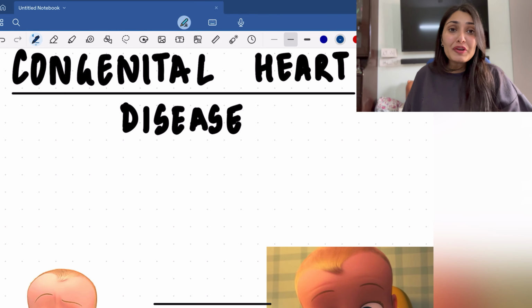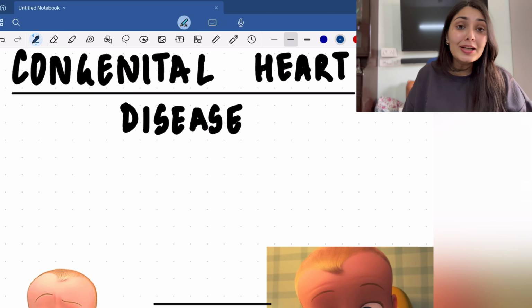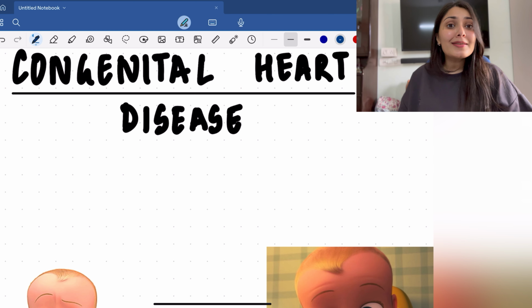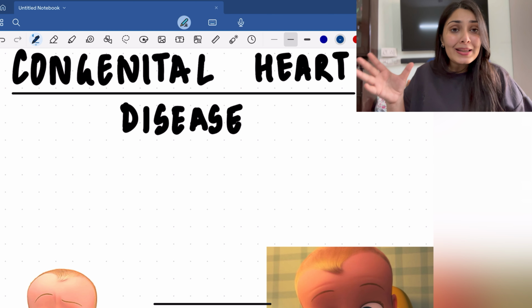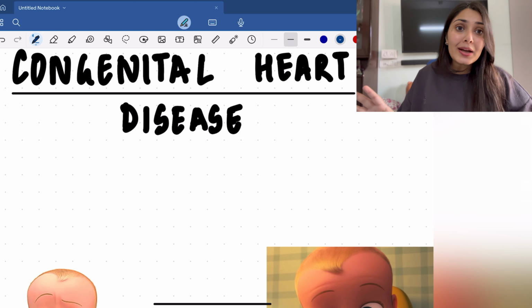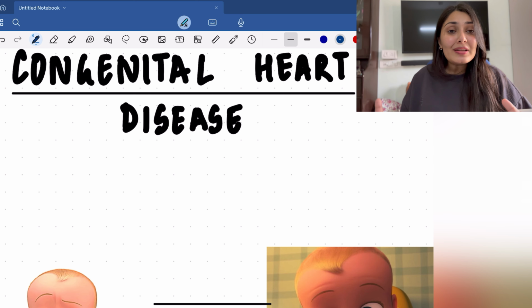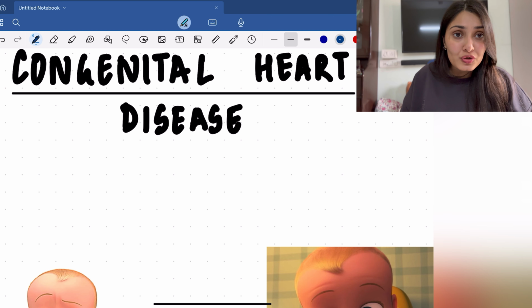Hello everyone, today we are going to discuss a very important topic as far as your NEET PG, INI-CET and even your final prof exams are concerned, that is congenital heart diseases, right? Congenital heart diseases, the name itself tells you that something related to the heart is present since birth, congenital, right? So it mainly deals with the structural malformations of the heart, right?